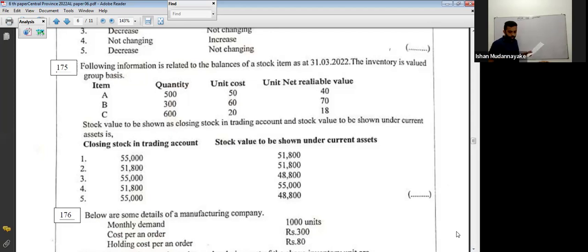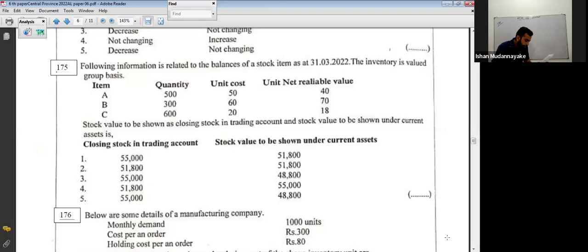Right. Look at the question number 175. Following information relates to the balance of the stock as at 31st March 2022. The inventory is valued on a grouping basis. They use the grouping method to calculate inventory value.